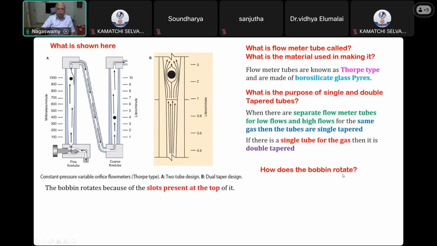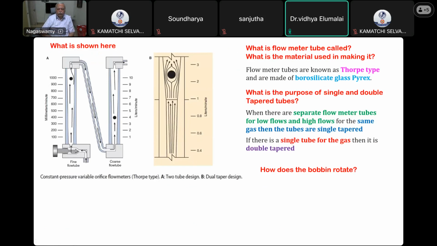So how does the bobbin rotate when the gas flows? All of you would have noticed that when you open the gas, the bobbin is rotating all the time. And the common question they may ask is, when will the bobbin not rotate? What are the causes that the bobbin may not rotate sometimes?